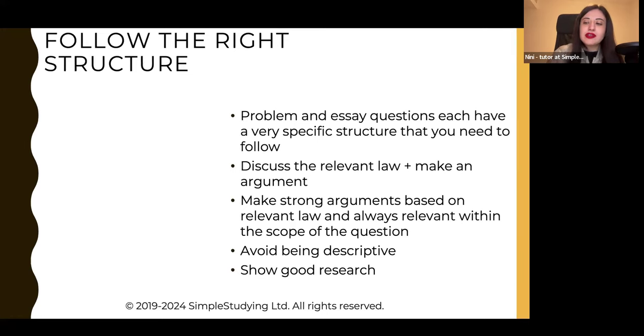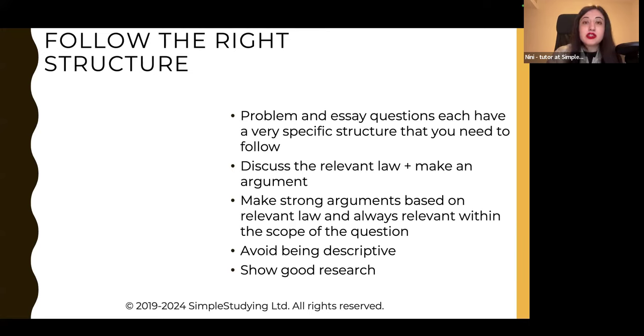Because when an essay question is asking you about duty of care, it is not going to ask you to write everything you know about duty of care. You have to answer the question asked, so make sure that you read the question carefully and understand what it is asking you. It's always about arguments. The quality of your arguments is the most important. It's not about how many cases you put in there.